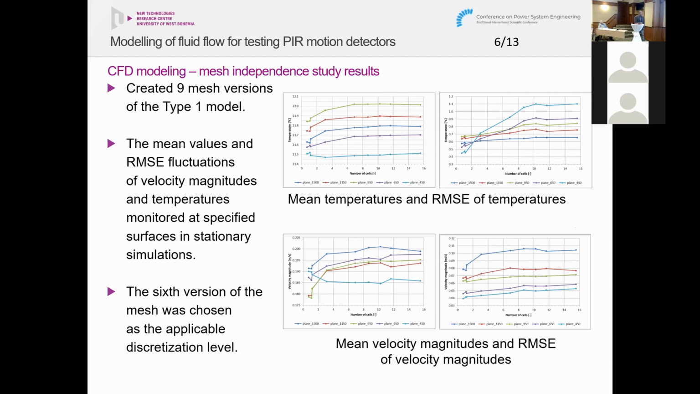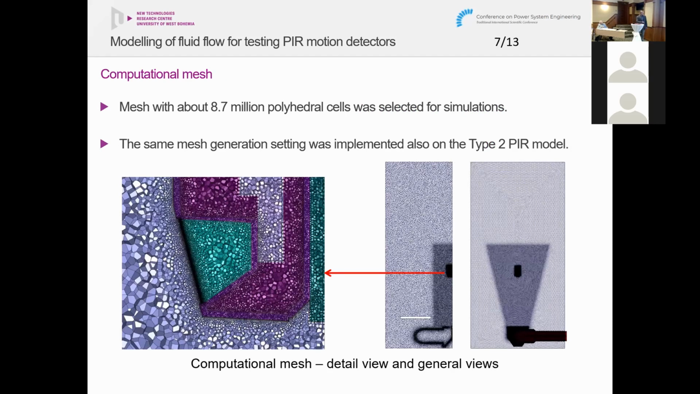Also, the 6th version of the mesh was chosen, as you can see the applicable discretization level. It was a polyhedral mesh with about 8.7 million polyhedral cells with a finer domain around the detector and coarser domain in the surroundings. The same mesh generation settings were implemented also on the type 2 PIR model. And these 2 meshes were used for the transient simulations.